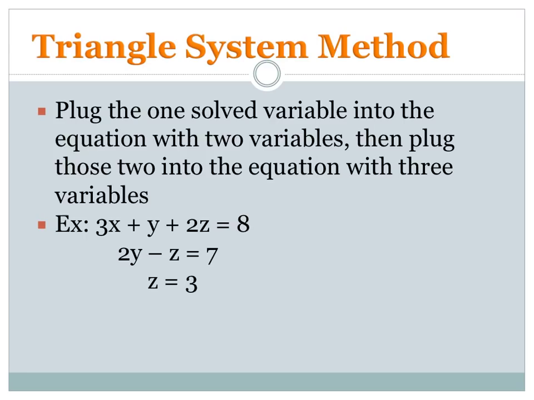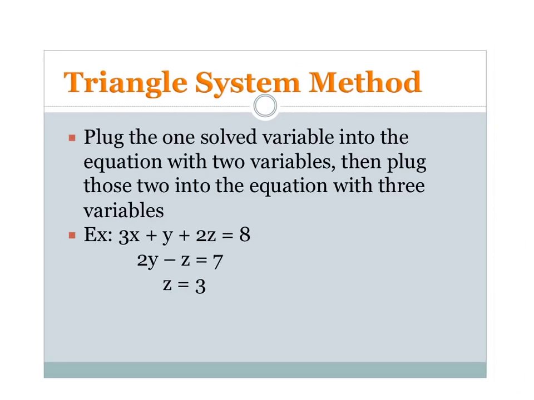All right, so the first kind, super easy. These are called triangle system problems, so we solve them using the triangle system method. If you look at these, you'll see one row has 3 variables, one row has 2 variables, and one row only has 1 variable. They're called triangles because of the shape of a triangle. So you're going to start bottom up. This is also called back substitution. You're going to plug the one solved variable into the equation with 2 variables and then plug those 2 into the equation with 3 variables. So you're working bottom up.